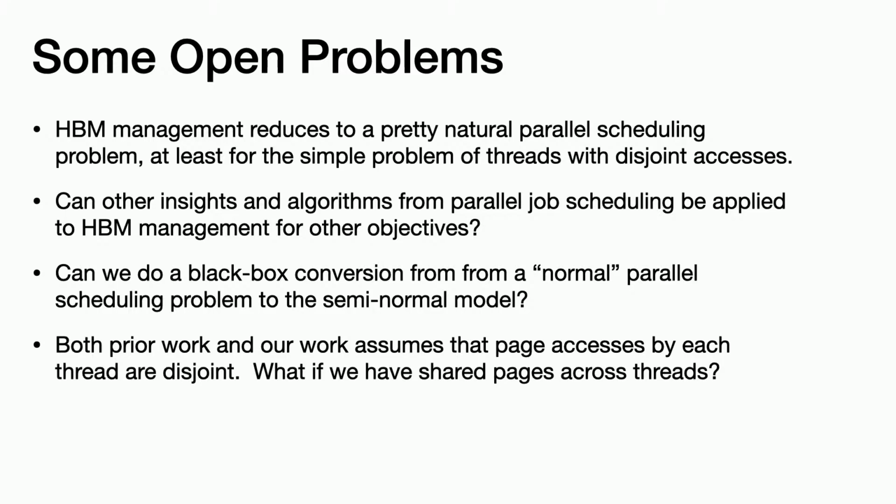All of the work so far, theory on HBMs, assumes this sort of disjoint thread accesses, right? But what we would like is to say, well, I'm running a parallel program. These threads share memory. What happens in that case? In the completely general case, it seems impossible to do anything. But if you have some constraint on what the accesses look like, maybe there's something to be done. I'm very interested in thinking about it. So if you're interested, come talk to me. Thank you.